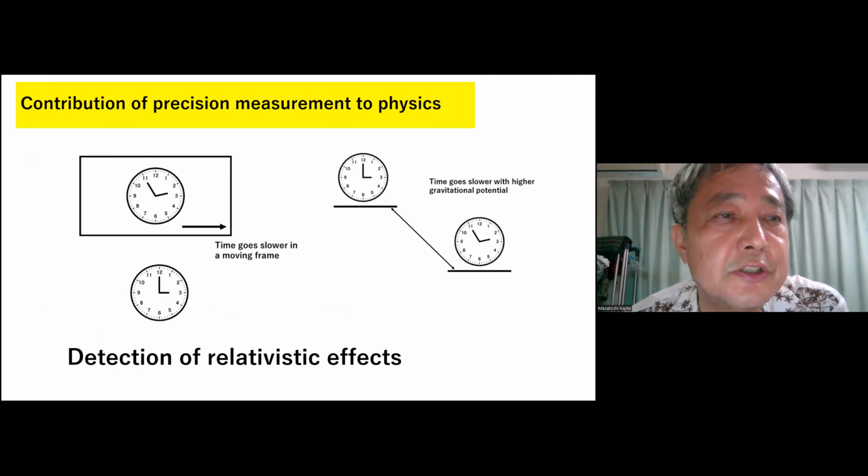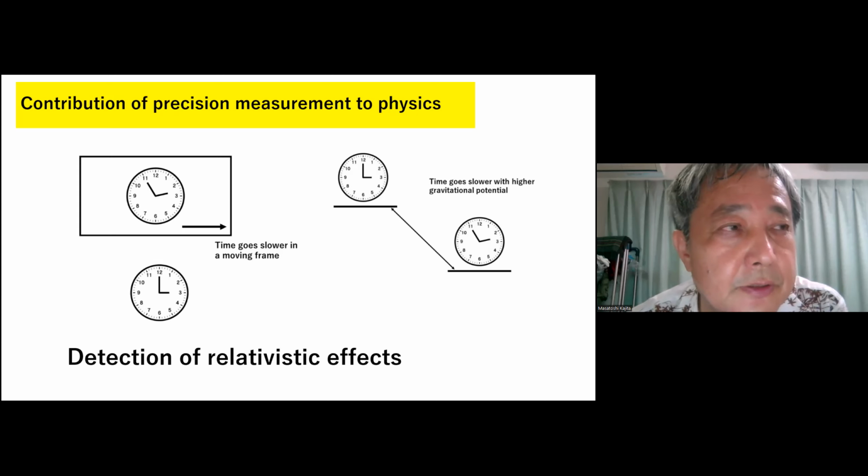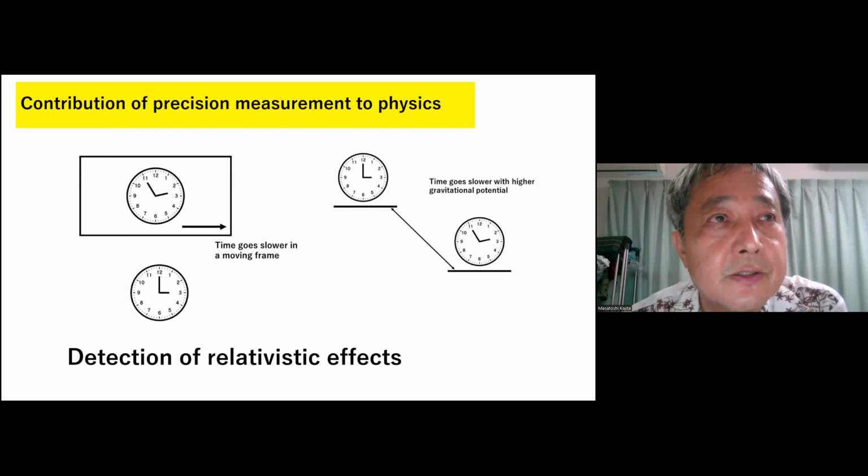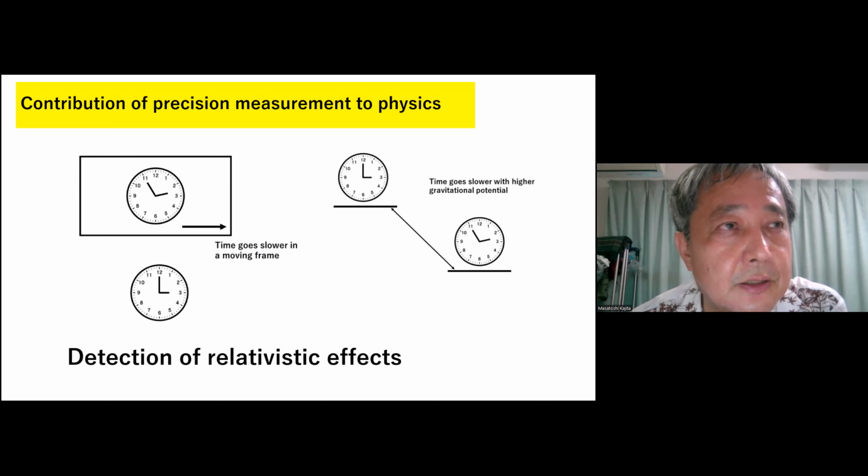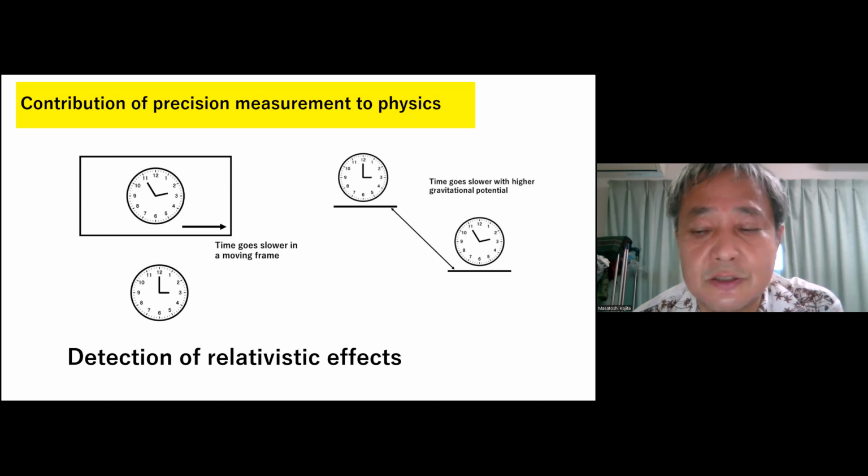And I want to introduce a few contributions of precision measurement to physics. At first, we can show the detection of relativistic effects. As you know, for special relativity, time goes slower in a moving frame. And in the theory of general relativity, time goes slower in a gravitational potential field. These effects were detected using atomic clocks, although they could not be observed using crystal clocks.